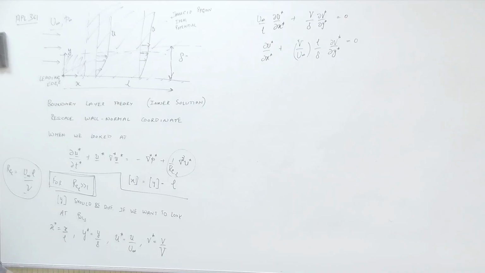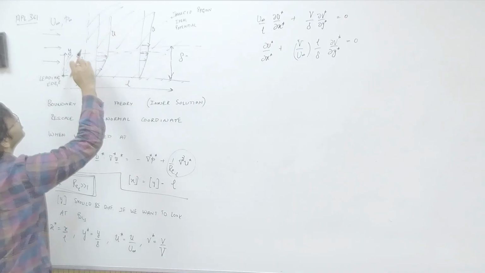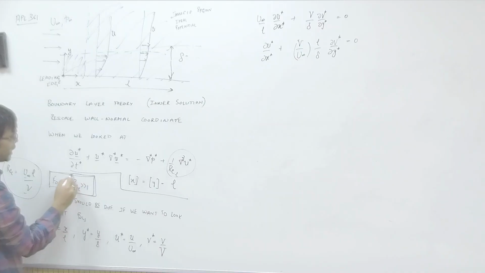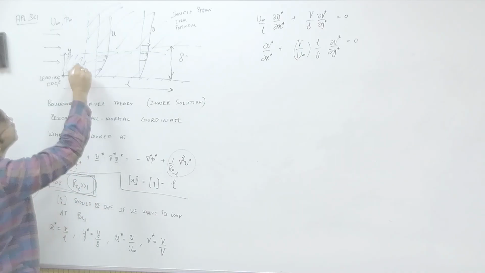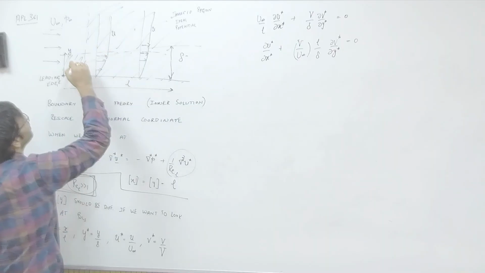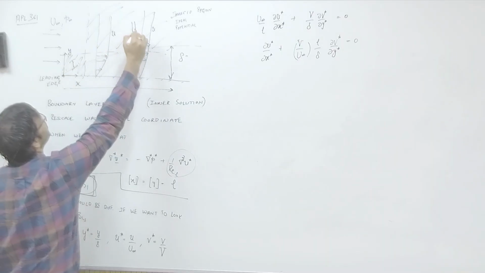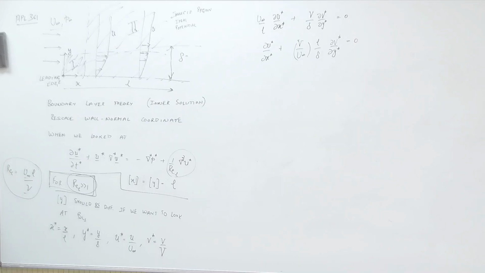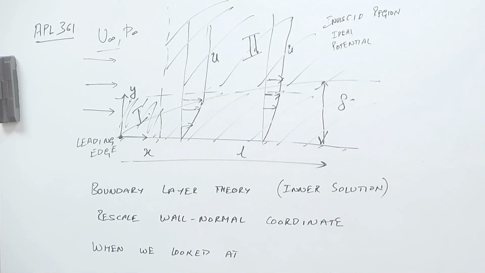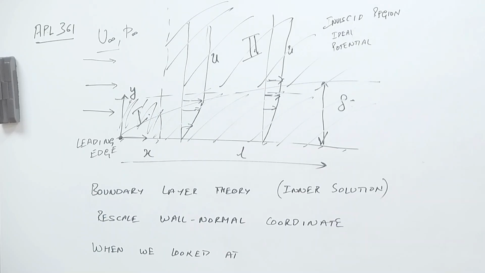Now both the scales hold for both of these two regimes, but where do you think Re_L much greater than 1 will hold, here or here? Let's say this is regime 1, regime 2. In which one will Re_L much greater than 1 hold? 2, right? Because if you're very close to the leading edge, L is small, so you cannot be sure if your Re_L is much greater than 1.